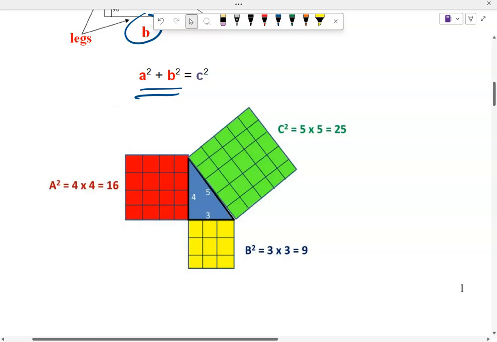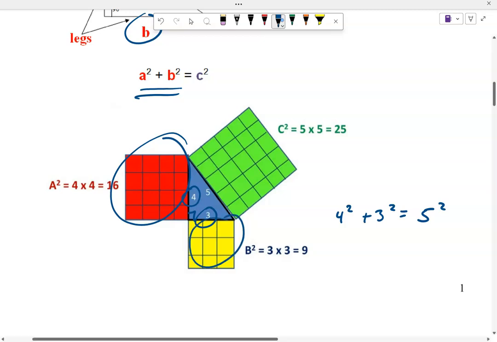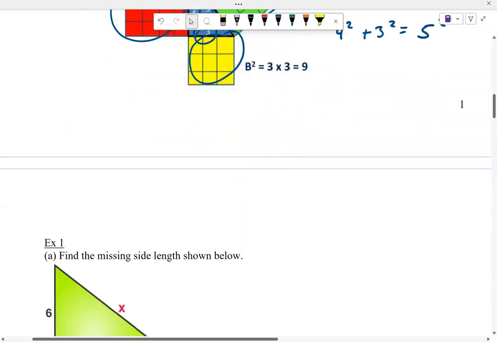For example, if you have the side lengths 4 and 3 of the legs, so 4 squared plus 3 squared would equal 5 squared. 16 plus 9 equals 25. You can see the 4 squared is displayed right here in red. You've got 16 of those squares, and then you add up 9 more of those squares, and you equal the green c squared. So 4 squared plus 3 squared equals c squared there.